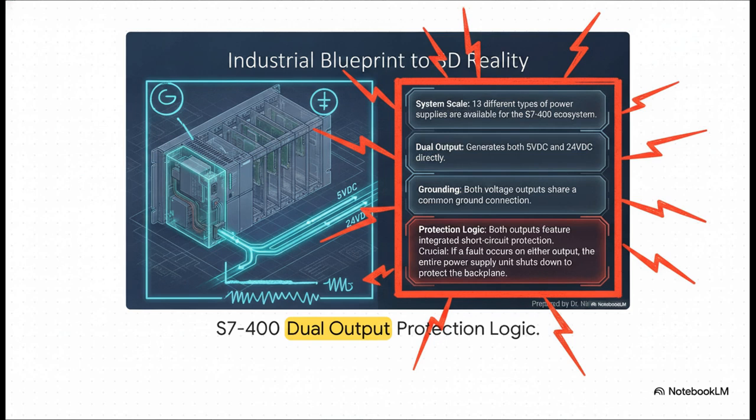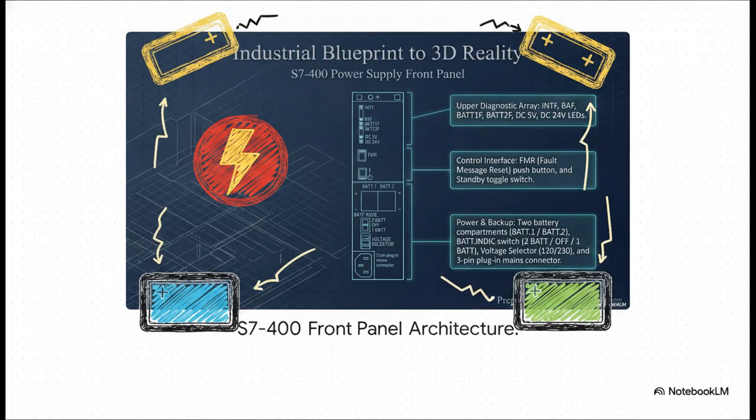This unit generates dual outputs, 5-volt and 24-volt DC, and they both share a common ground connection. But pay very close attention to the protection logic box highlighted in red. It enforces extremely strict shutdown protocols. If a fault occurs on either output, the entire power supply unit shuts down completely. Why? Well, to protect that highly sensitive backplane from cascading electrical damage. It's a true lifesaver. Now let's examine the physical architecture of the S7-400 front panel, which is exactly where these faults are communicated to you.